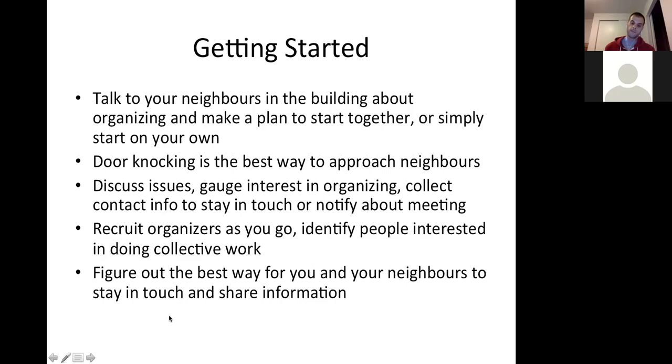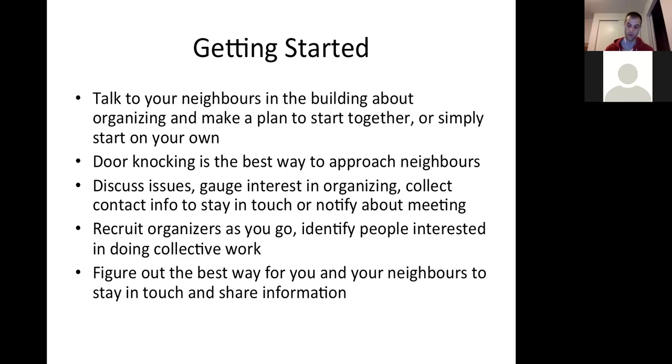In terms of getting started, there's lots of different ways that people might try to form a tenant association. Sometimes people will pass out flyers. Sometimes people will put up posters around calling everyone to a meeting.